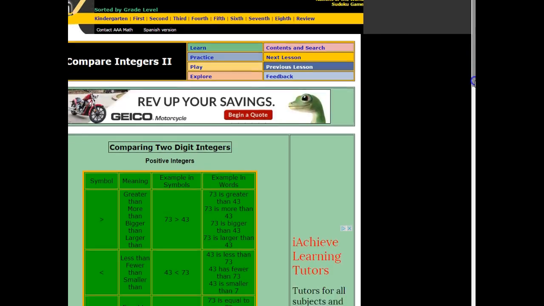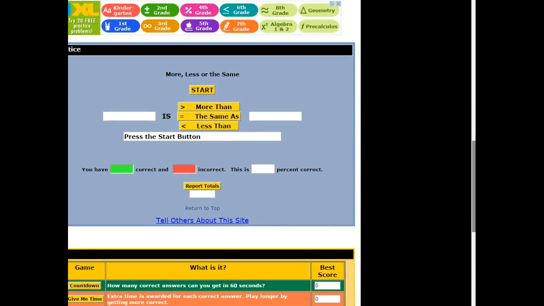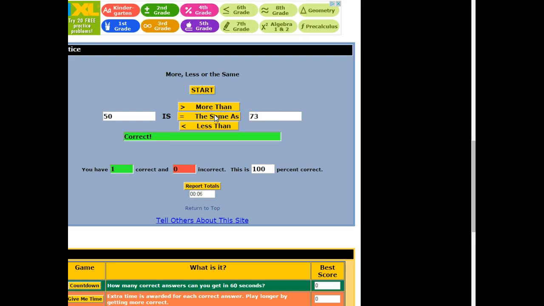You're going to have to scroll down to the game here, okay? More or less are the same. Okay, and I'm going to press start, and I'm going to look, is 47, which of these? More than, less than, same, okay? But those are the same. Okay, and now pick new numbers. 50 is less than 73. Okay, now -25, is that less than -88?